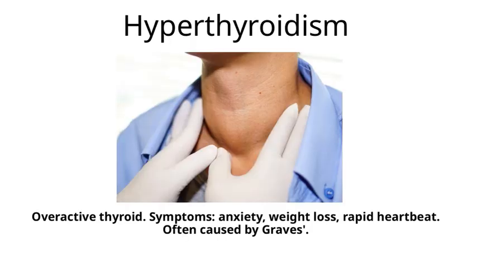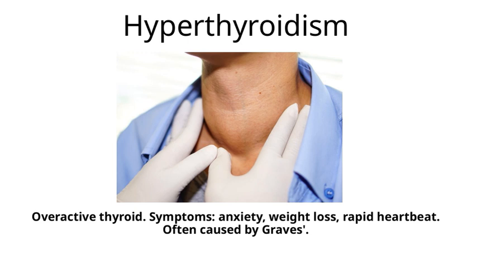Now, let's move on to hyperthyroidism, which is also known as an overactive thyroid. Essentially, this condition occurs when the thyroid gland produces too much thyroid hormone. When that happens, it can really ramp up your body's metabolism, leading to a range of noticeable symptoms.